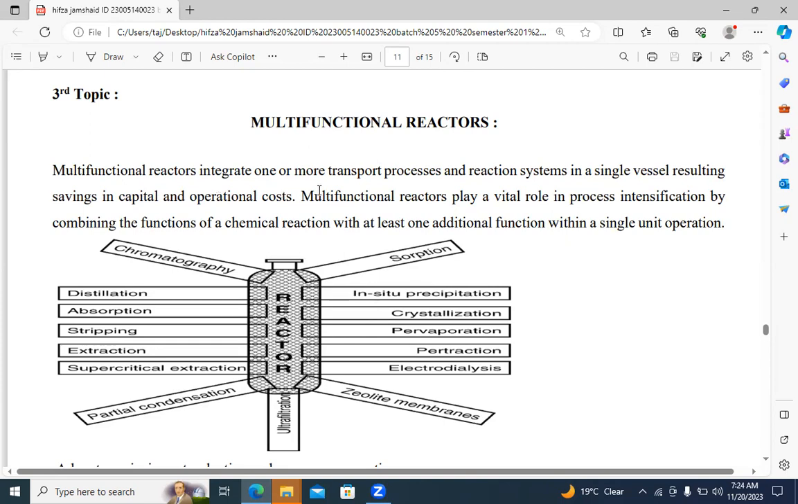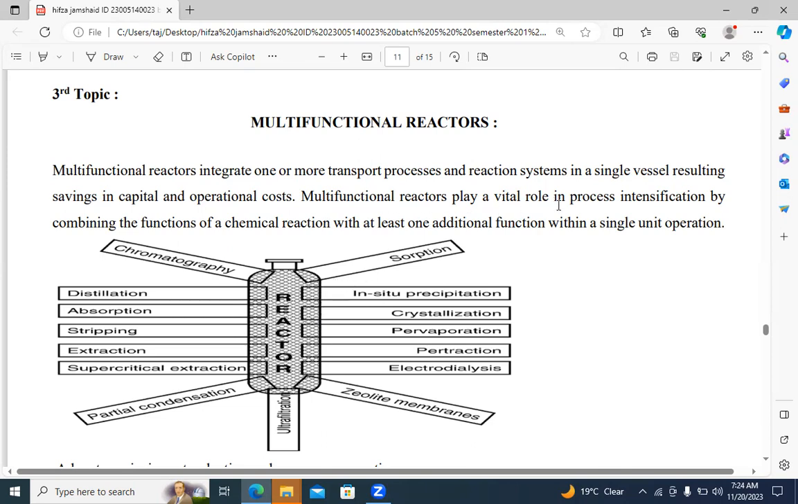So multifunctional reactors combine transport processes and reaction systems in a single vessel, resulting in saving capital and operational cost. It means if there is a reactor where different processes are going on in a single vessel, it will also save your time. It will also save your cost. So it has too many advantages over other processes, because a lot of processes are going on there.